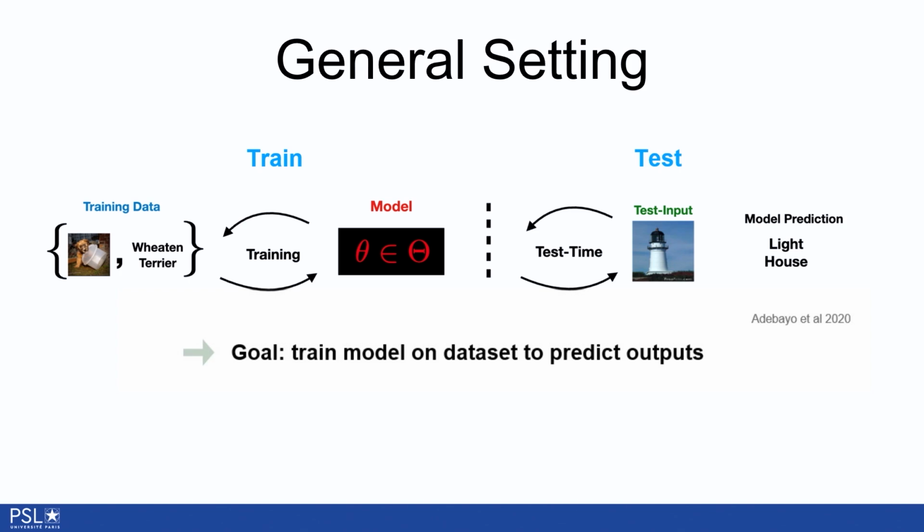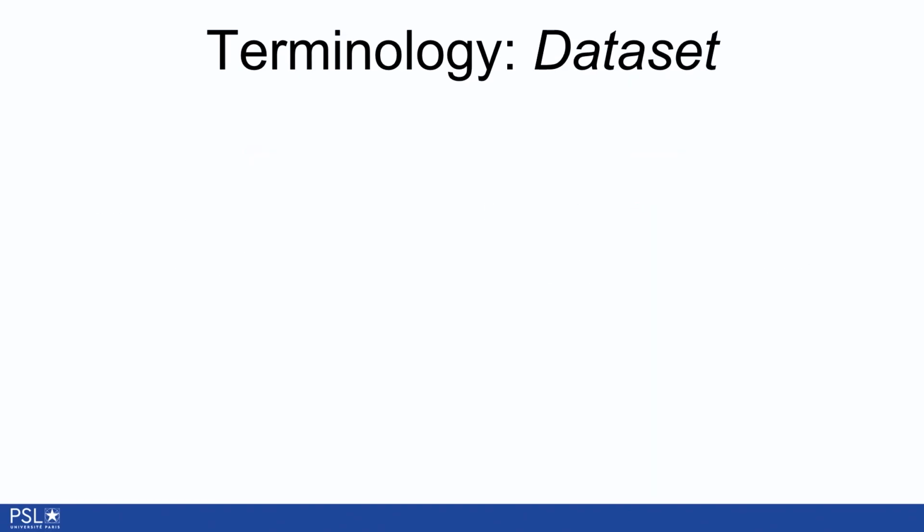The goal of this lecture is to define the different terms that appear in this illustration, and specifically what a dataset looks like, what a model is, and what it means to train and test a model. So let's start with the dataset.